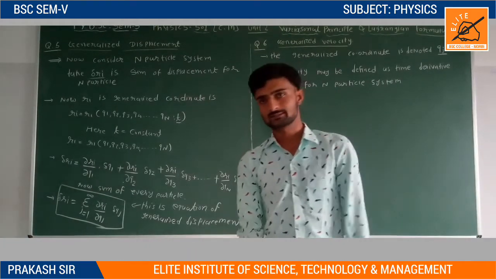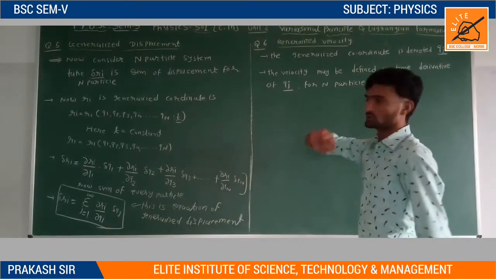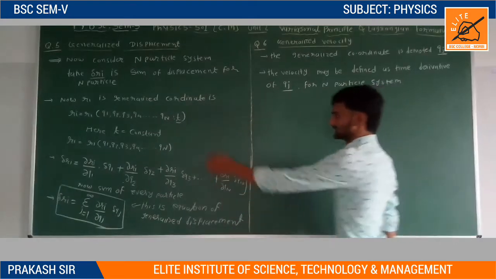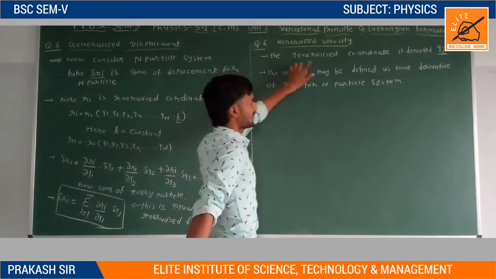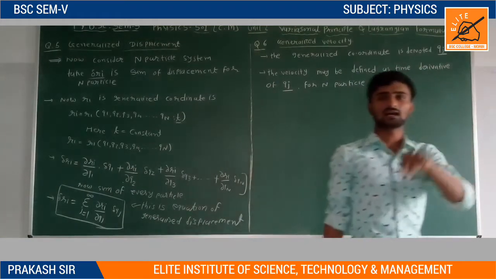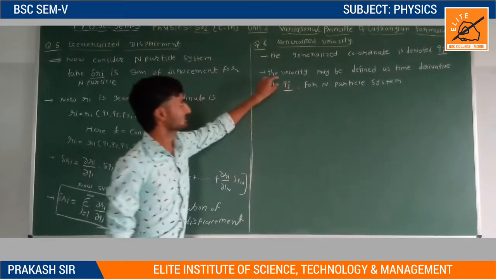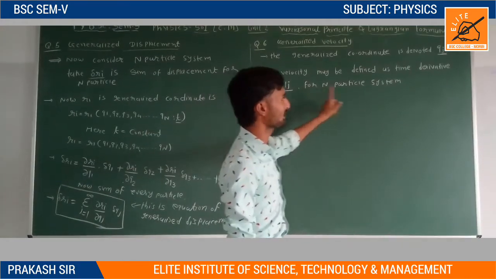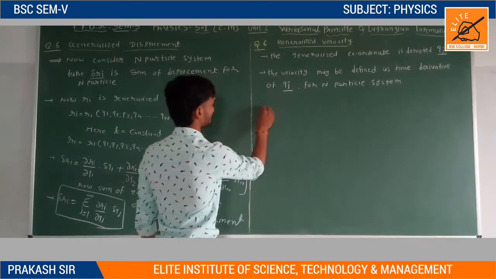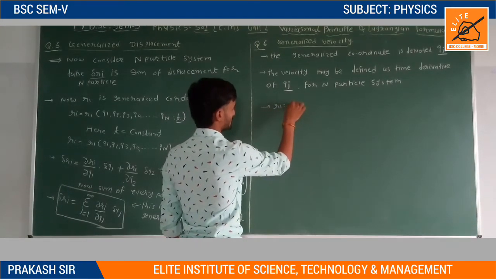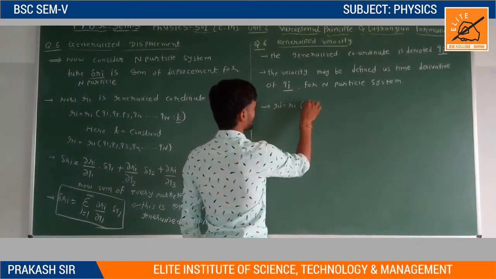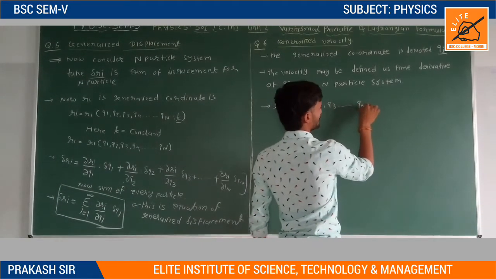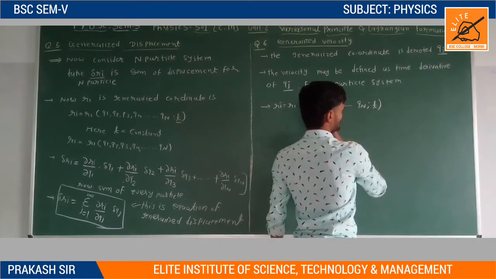Now, question number 6, generalized velocity. So this is the change of position with respect to time. Here, take the time. The generalized coordinate is denoted qj. The velocity may be defined as the time derivative of qj for an n particle system. So, Ri is a function of q1, q2, q3, up to qn and time.